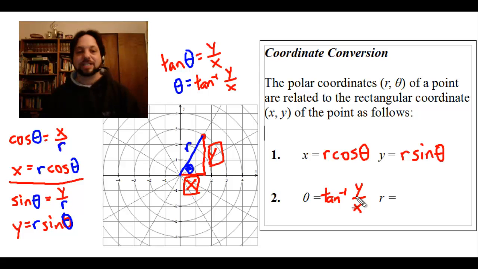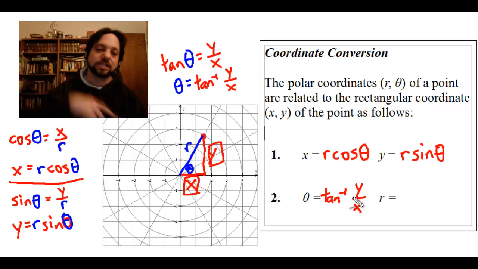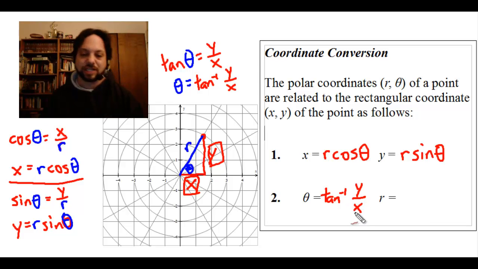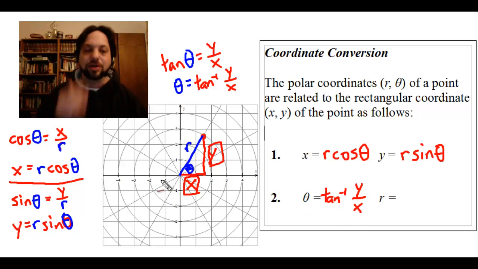What that really is saying is that tangent is opposite over adjacent, and we're just doing the inverse of tangent to get that. So that's not too bad. And for r, I'm not even going to have to write anything down. Look again at our triangle. Remember that it is, in fact, a right triangle.